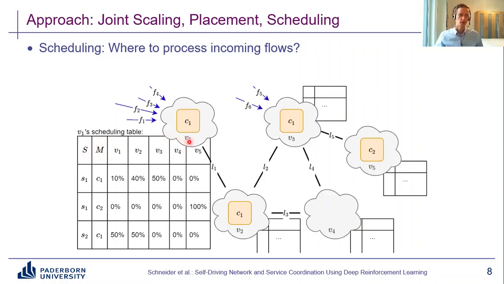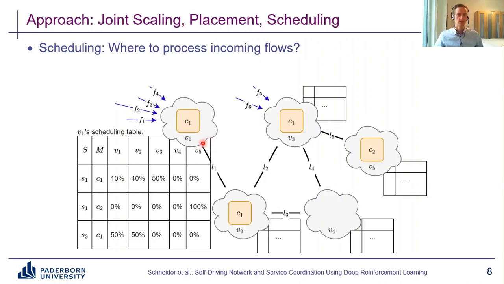So for example, if a flow arrives here at our ingress node v1, then we'll look at the scheduling table of v1. Let's just say the flow requests service s1, and inside the service it requests the first component c1. Then we'll look at the scheduling table, and we see that with 10% probability, we schedule the flow to be processed locally at v1. With 40%, we schedule it to the neighboring node v2 and process it there. And with 50% probability, we schedule it to node v3 and then process it there. Let's assume by chance that the flow arrives and is scheduled to be processed locally at v1.